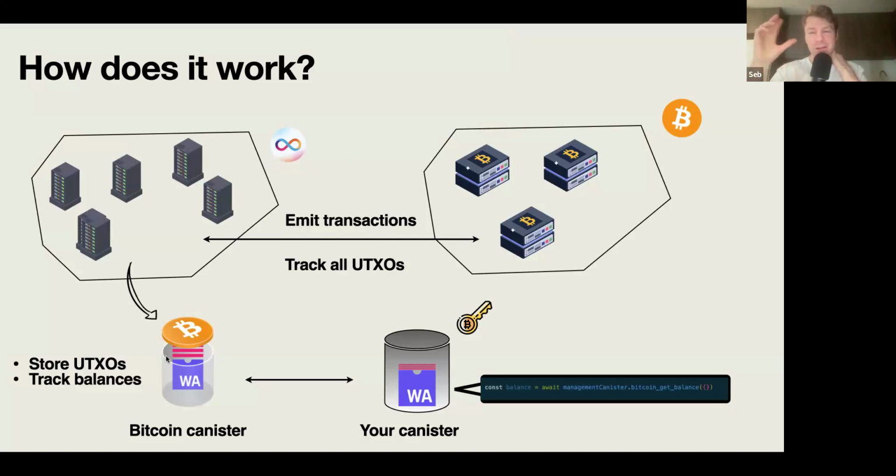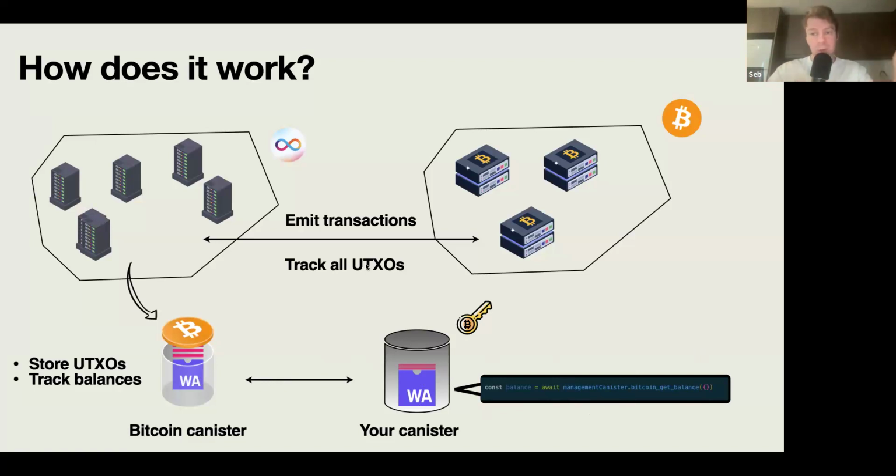And essentially, they create a copy of the Bitcoin blockchain. They remove some parts that are unnecessary for what we want to do. But essentially, there is a copy in a canister that is called the Bitcoin canister, which tracks all the UTXOs, the balances. And as a user, you are able to use this Bitcoin canister through inter-canister calls to submit requests. So you go through the management canister as we've seen yesterday. But essentially, in one line, you are able to get the balance of a Bitcoin address. You are able to send transactions. You are able to sign transactions.